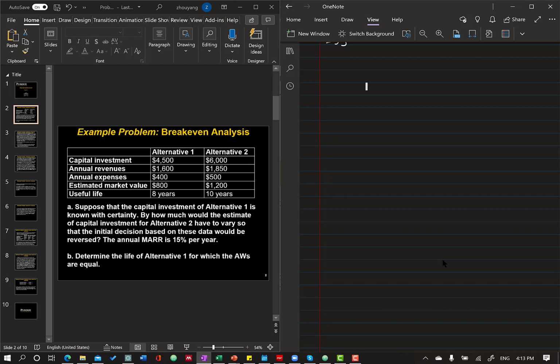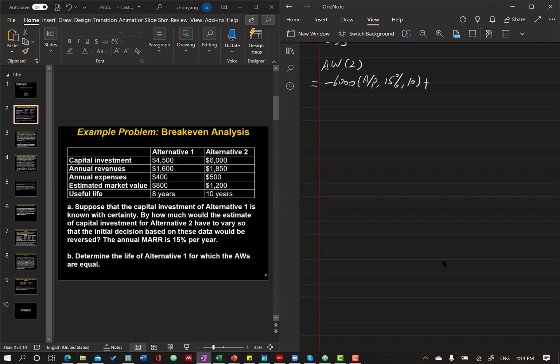So for alternative 2, even though the problem implies that alternative 2 will be inferior to alternative 1, given this capital investment in the table, we still want to check it first. So let me show the work first. The annual worth of alternative 2 equals the capital investment, minus 6,000, transferred to the annual worth. So A given P, 15% in 10 years.